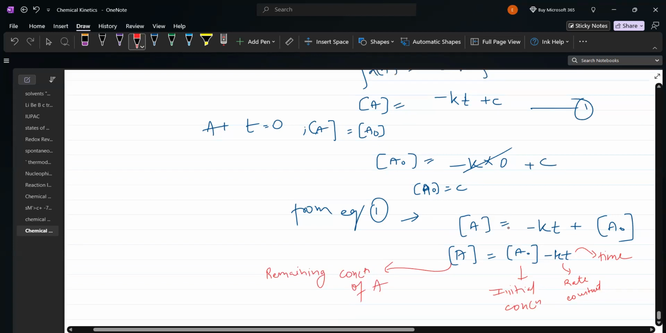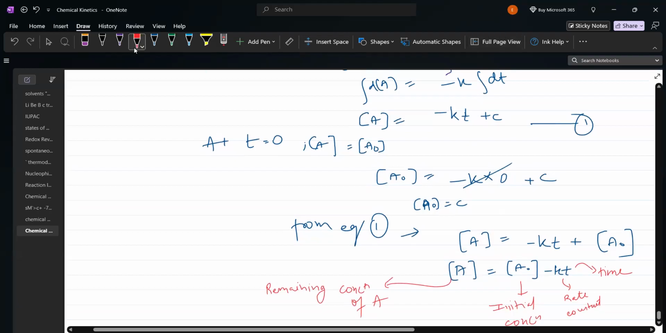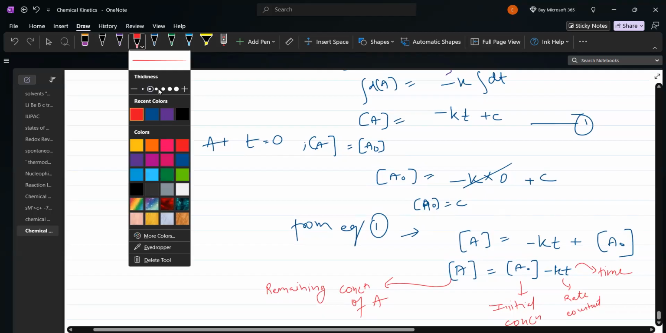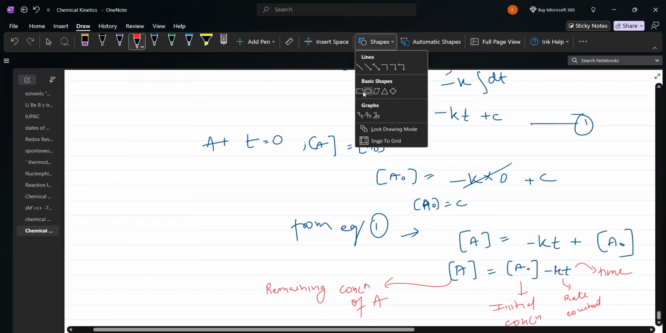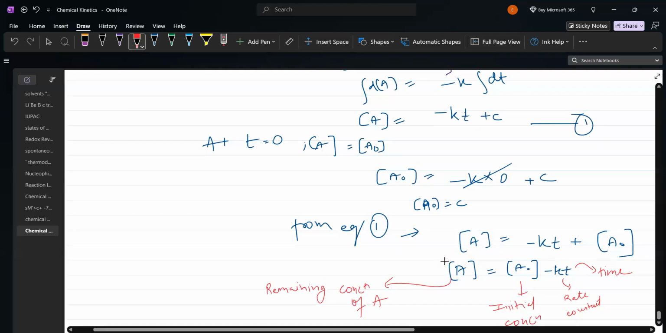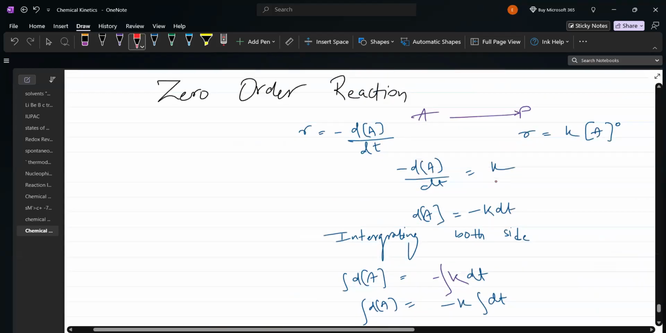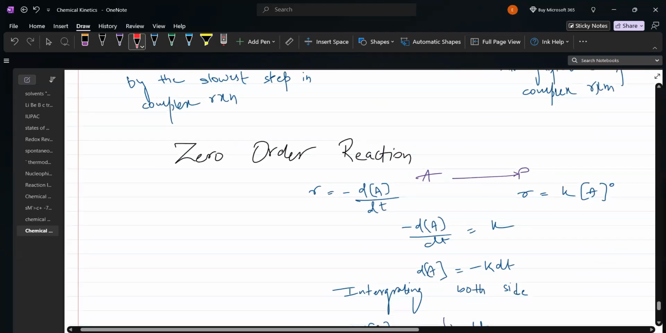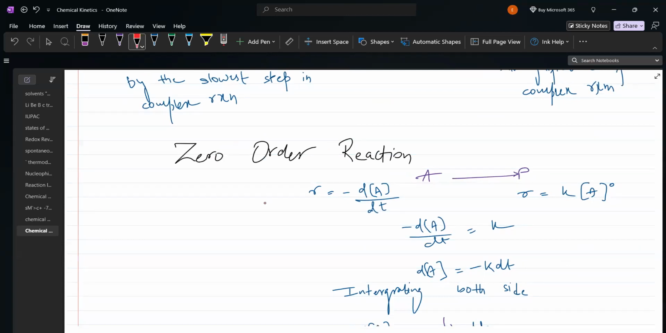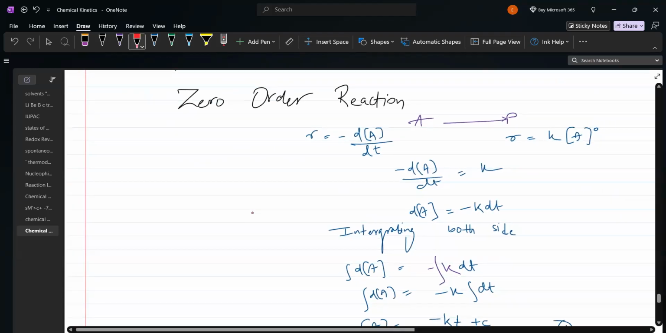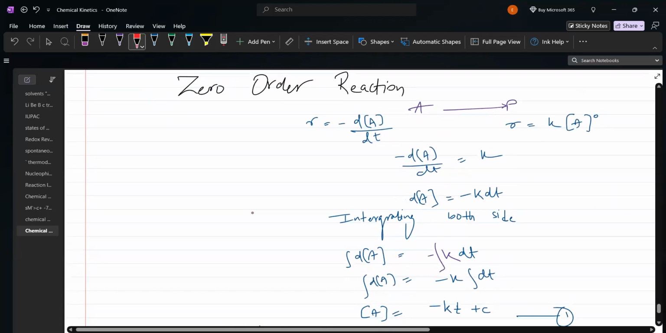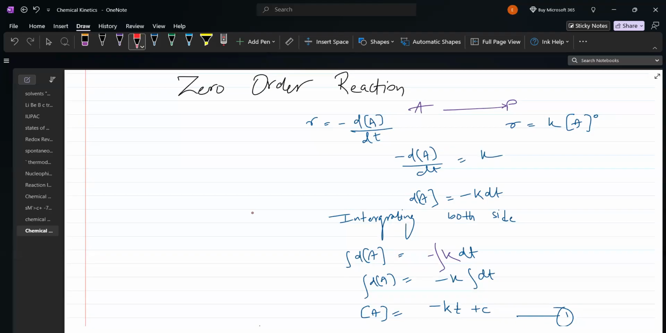Are you getting this, everyone? Yes, sir. This is a very important formula. We will visit this formula again and again, so please note it down. Understood the steps, everyone? Yes, sir. If you want, okay, note it down.